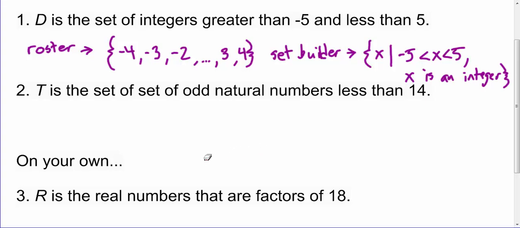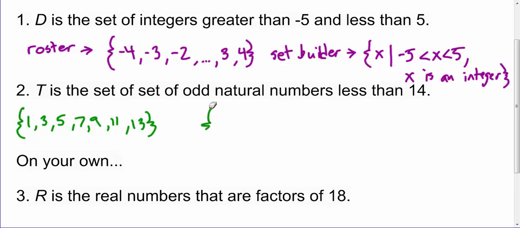Okay, number 2, T is the set of odd natural numbers less than 14. So roster notation, we'll start with that. Odd natural numbers less than 14. That's going to be 1, 3, 5, 7, 9, 11, and 13. Those are the odd natural numbers less than 14.